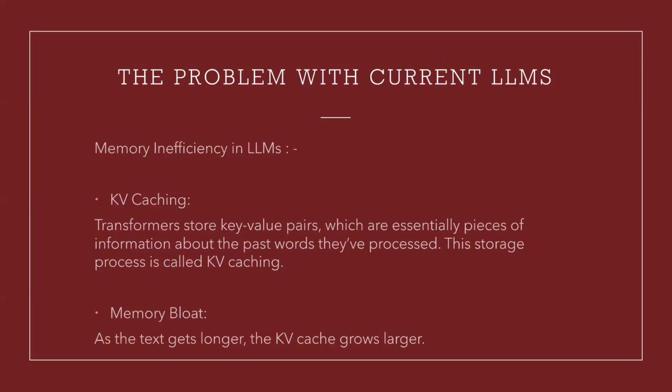So what's the problem with the current LLMs? We know that transformers are incredibly powerful, but they still have a significant drawback, that is memory inefficiency. For example, during text generation, transformers store key value pairs, which are obviously an essential piece of information, and this storage is also called key caching. But the problem here is that as the text gets longer, the key cache grows larger, and this leads to a problem we can call memory bloat. This is a huge problem, which dynamic memory compression will help us with.